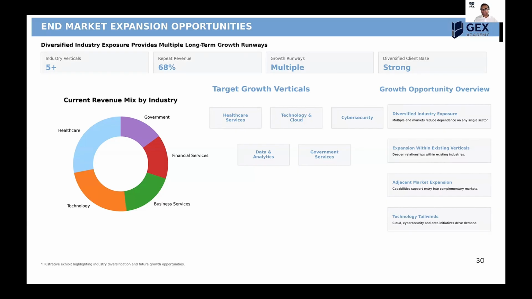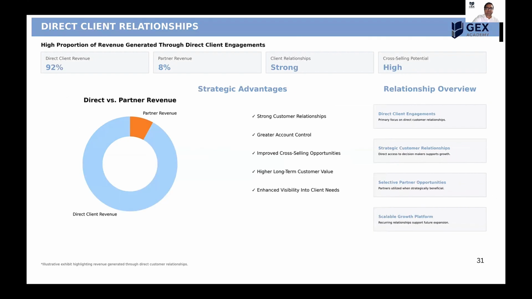Management is not suggesting that future growth will come from a single customer, a single service, or a single industry, but it's a lot more diversified. There are multiple demand drivers, right? It's super important when you look at this. And then of course they have direct client relationships.